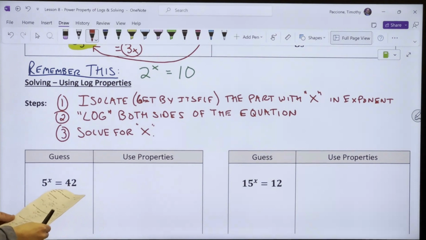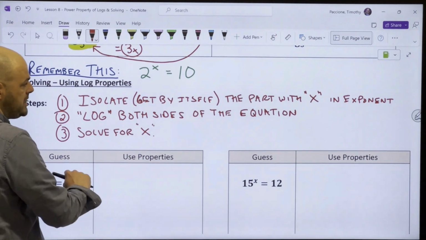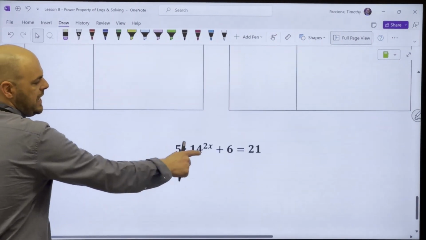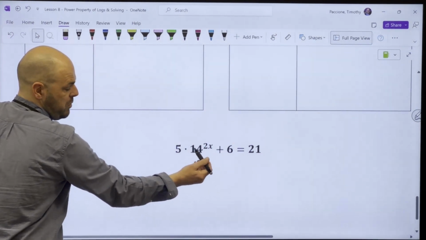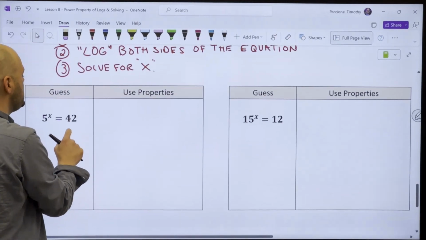Okay? Now, I'm going to do these problems here, but just for that first part, because neither of these require step 1. So I want to kind of show you what I mean by step 1. Here, see how there's all this stuff going on? But this part has the x, so you get this part by itself first, before you even try the next part. Okay, well, let's start simpler.